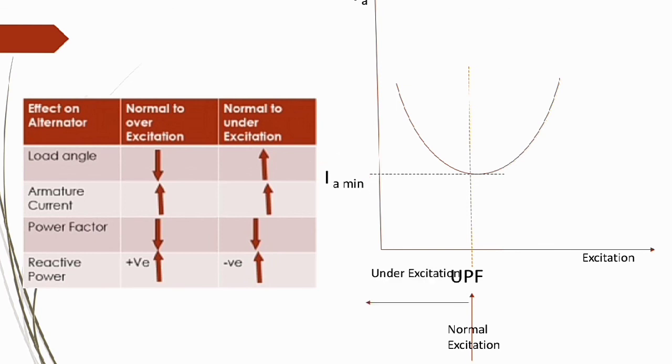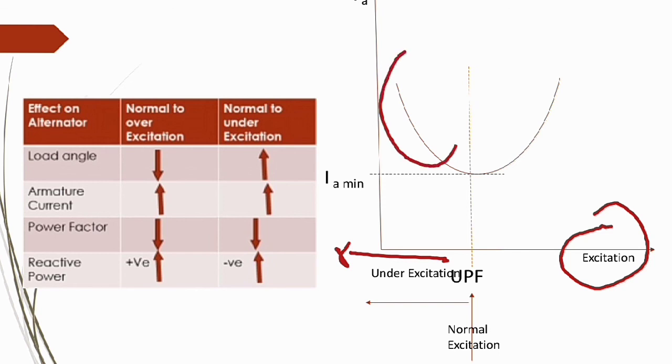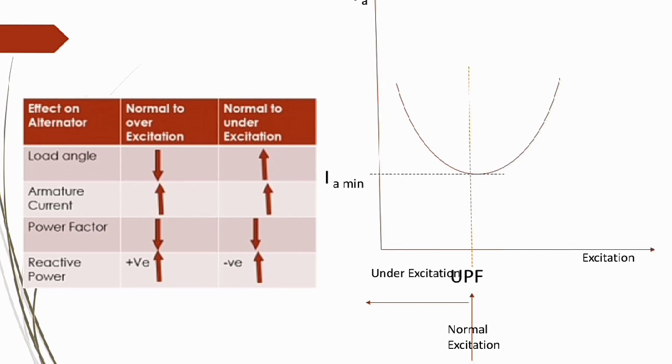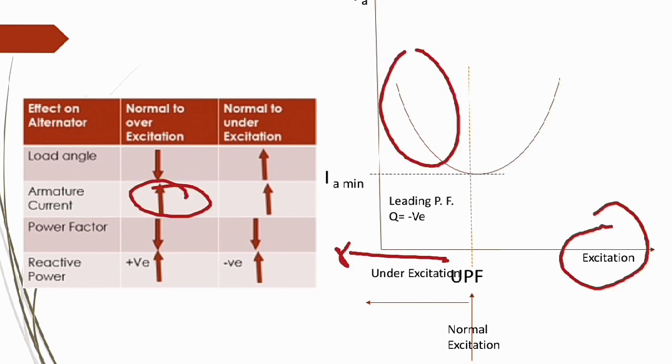If we decrease the excitation, we go to the left. If we decrease the excitation from normal excitation, the value of armature current will increase. Here you see the armature current increases if we decrease the excitation. In that case we will get reactive power, or a leading power factor.